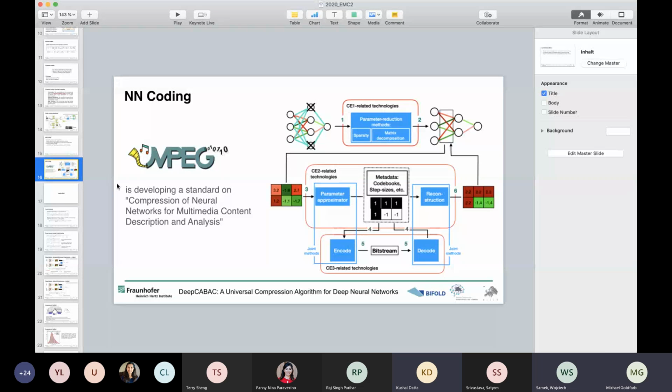I mean, the goals of this MPEG standardization are, of course, to develop methods or a toolbox of techniques which is widely applicable.